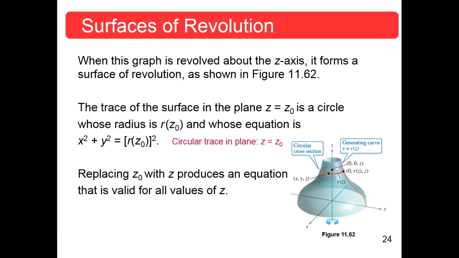And his equation is x squared plus y squared, the circle formula, is equal to r of z0 squared. X squared plus y squared equals r squared. This r depends on that value of z that you chose, z0. Replacing z0 with z produces an equation that's valid for all values of z, so your equation would be x squared plus y squared is equal to r of z squared.